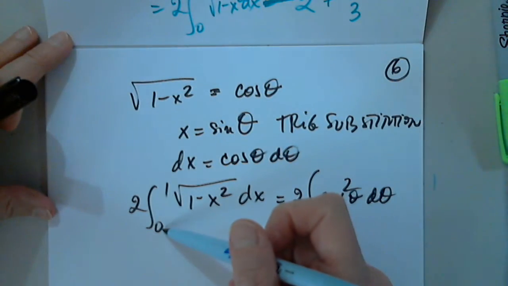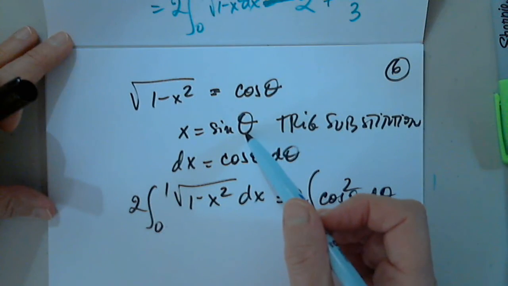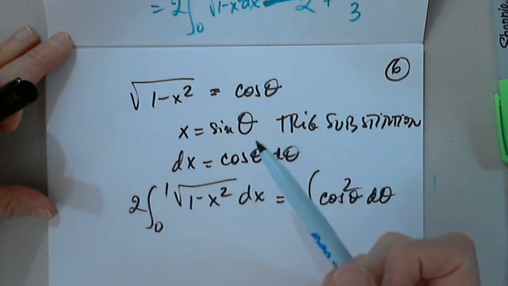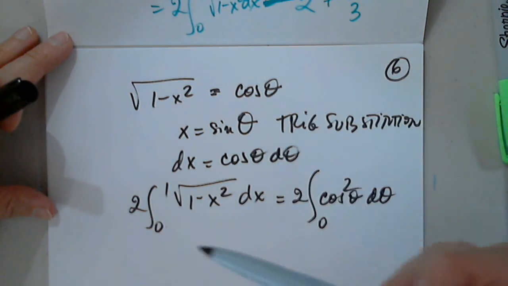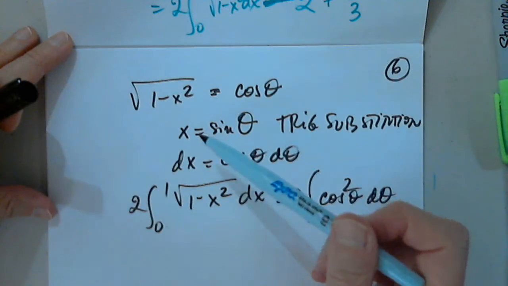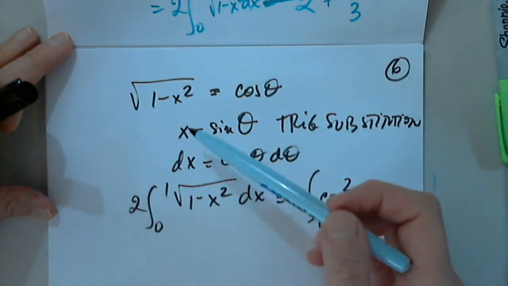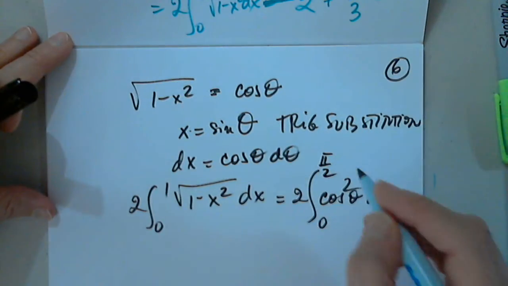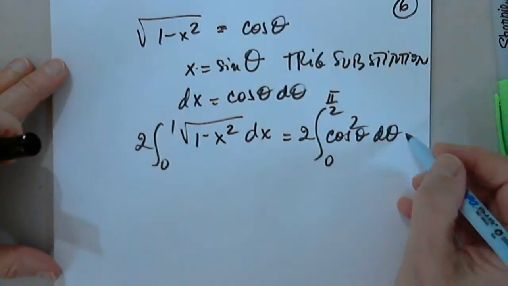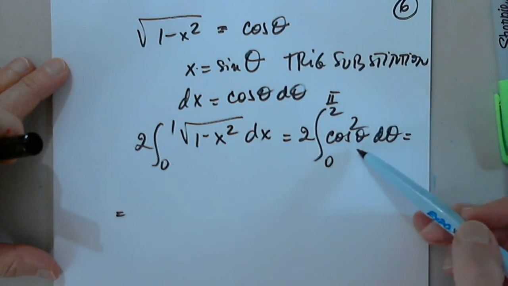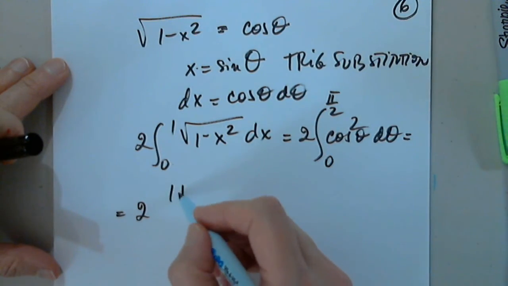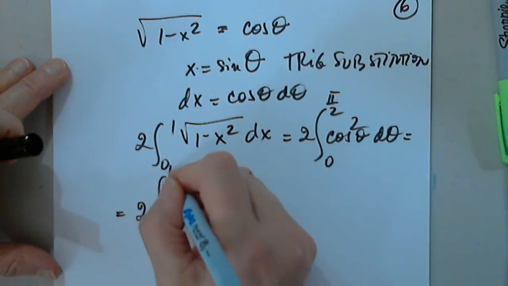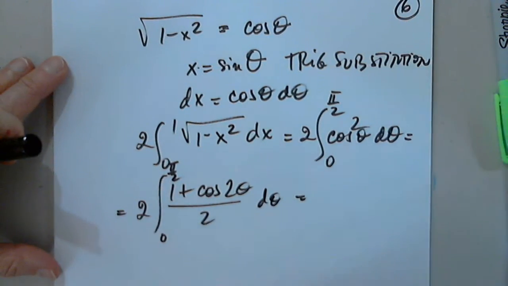Now the limits of integration have to be changed. When theta is 0, sine is 0. I'm sorry. I meant to say when x is 0, sine is 0. When x is 1, sine is 1. The angle is pi over 2. And now we also have to change this into 1 plus cosine 2 theta over 2. You don't know any of these because this is from trig and trig substitutions.